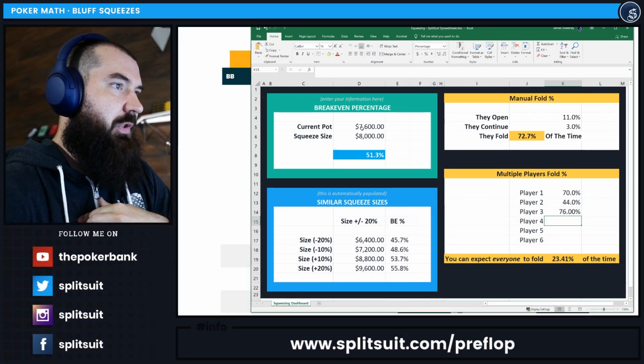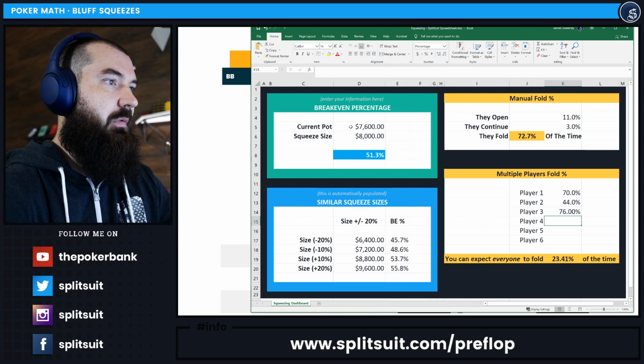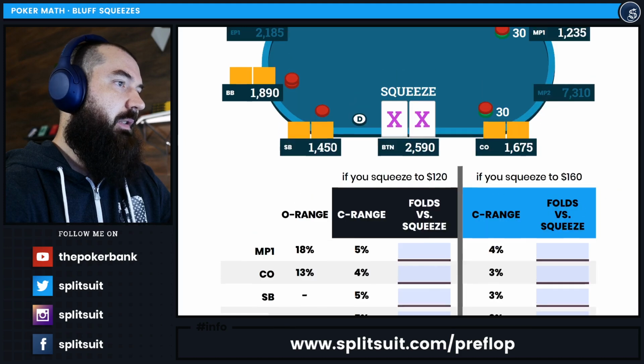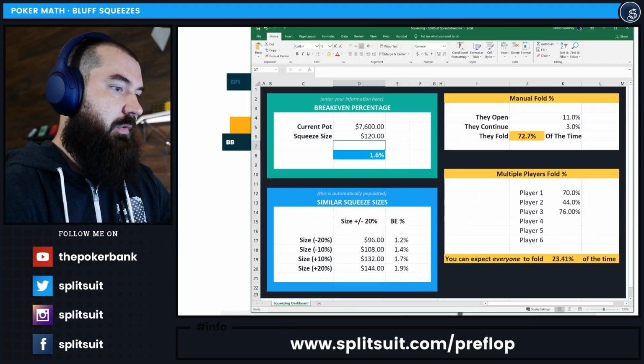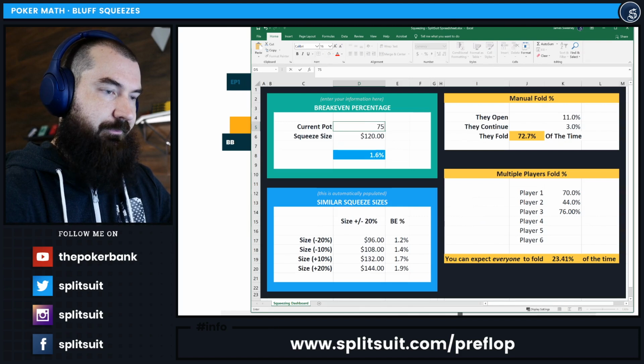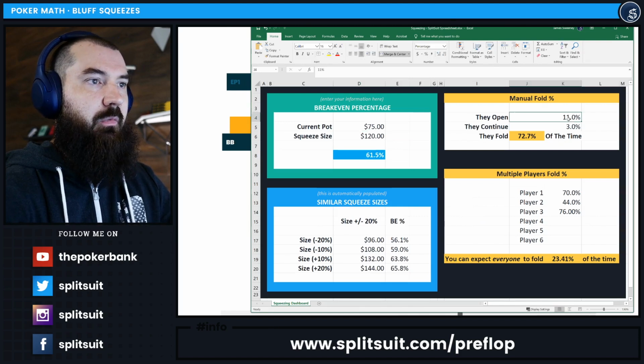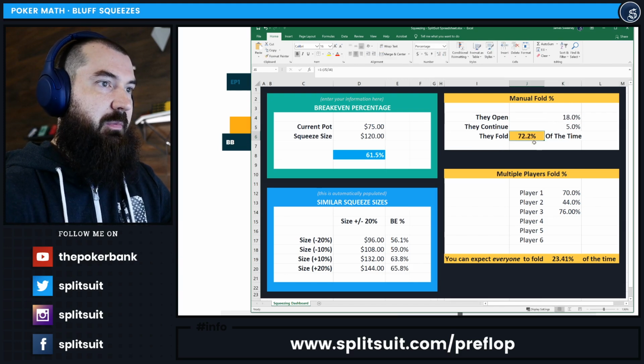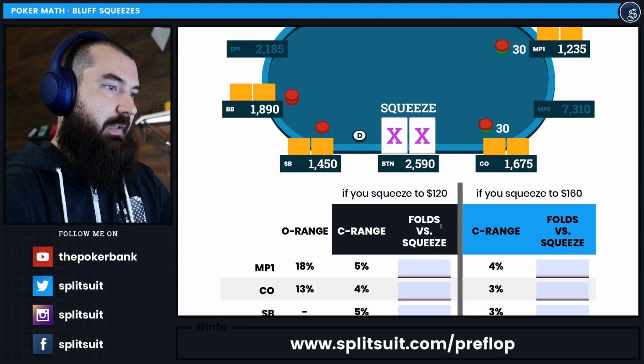So if we wanted to, let's actually just start by plugging in the squeeze size. So that's going to be $120. The current pot right this moment is what, $75? Excellent. And right here, we can actually factor in the numbers that we just looked at. So they open raise 18% hands, continue with 5, which means that they fold 72% of the time.